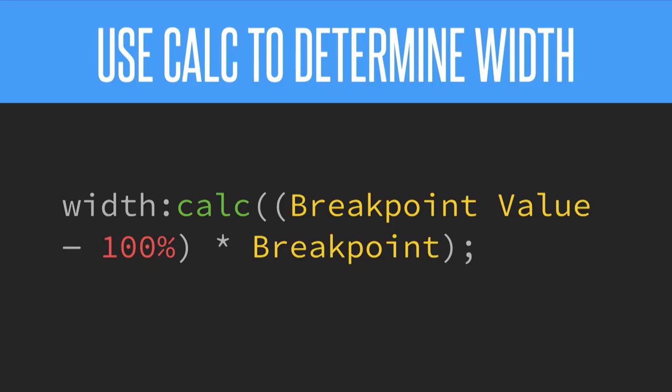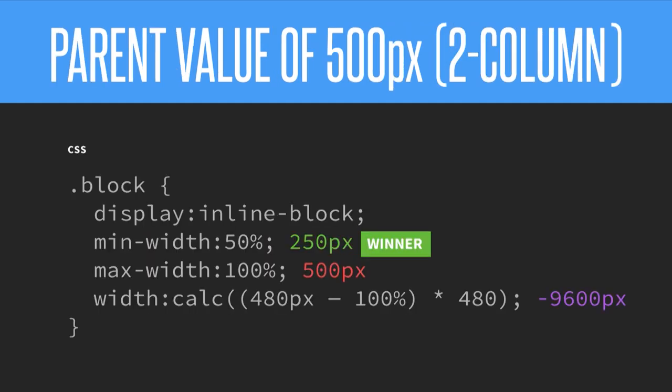We're simply using that equation to determine a min width or max width winner. The calc we use for width in the equation is the sum of the breakpoint value minus 100% times the breakpoint. Let's take a look at an actual example. If we have a parent container of 500 pixels, that's going to be 250 pixels for the min width, 500 pixels for the max width, and for the width, that 100% is going to be the 500 pixels, which comes out to negative 9600. In this case, the min width wins, because it's smaller than the max width but larger than the width, and we get a two-column layout.